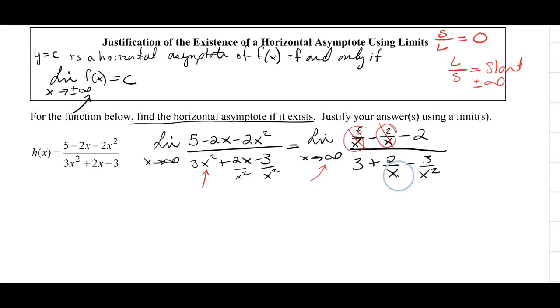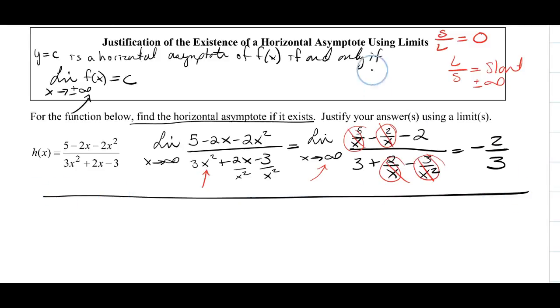Everything that still has x in the denominator approaches 0. And I'm left with negative 2 over 3. All of this right here, this was my justification. I have shown how I got my answer using limits. But now I still need to express my answer. All I've said is negative 2/3, but negative 2/3 alone is not a horizontal asymptote. I need to give that equation.